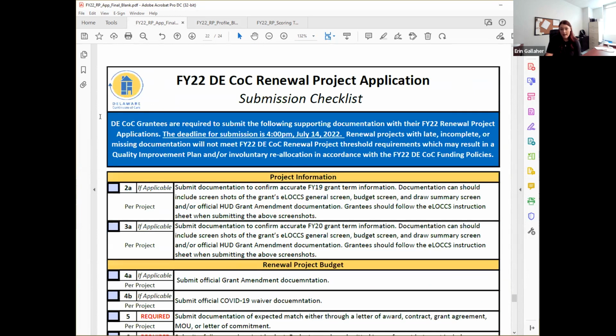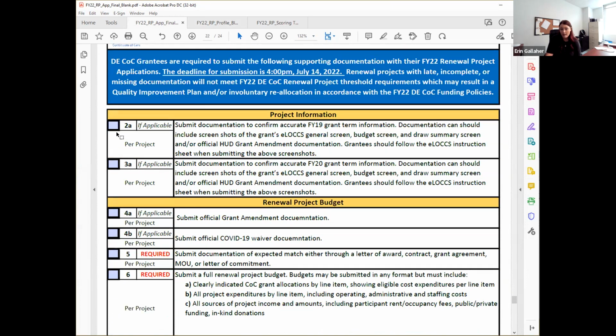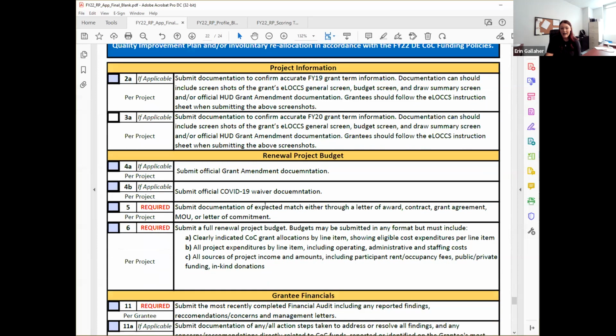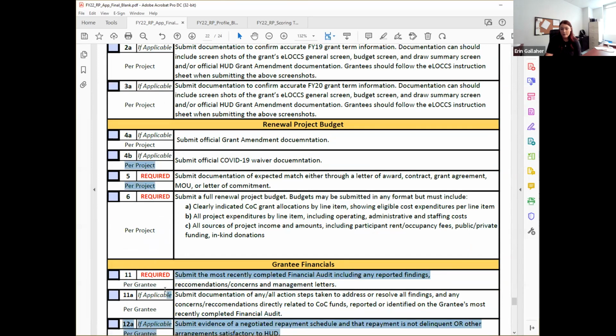And then again, at the end of the application, there is an application checklist in which you can select if you want to. I know some people like to check it off, some people don't, but this will go through for you guys what is required to be submitted for each project. It'll let you know if it's applicable to your project, then you must submit it. And then it'll also show you the difference between per project and per grantee. So for example, the financial audit only needs to be submitted once for the grantee, does not need to be submitted with each project application, whereas the renewal project's budget is something that needs to be submitted with each project application because they all have different budgets.